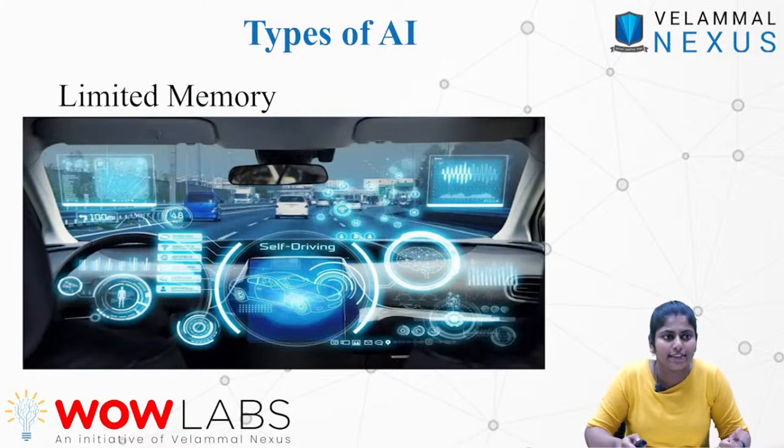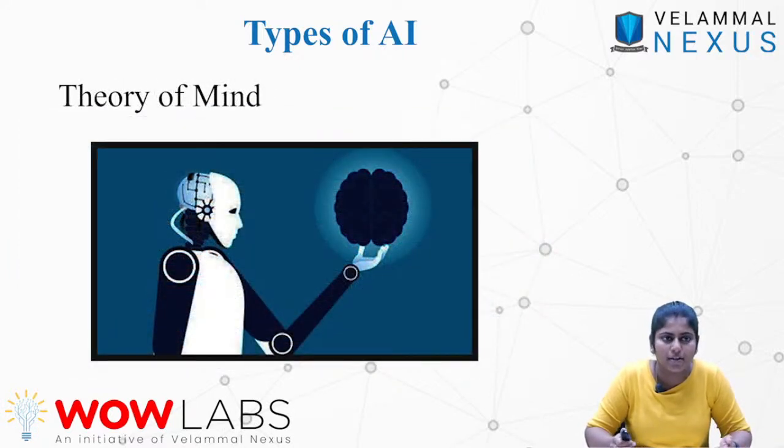The third one is theory of mind. This type of AI should be able to understand people's emotions, beliefs, thoughts, and expectations, and be able to interact socially. Even though a lot of improvements are being made in the field, this kind of AI is not completely there yet.